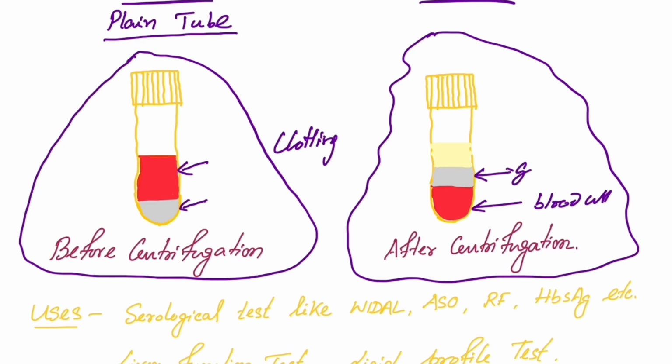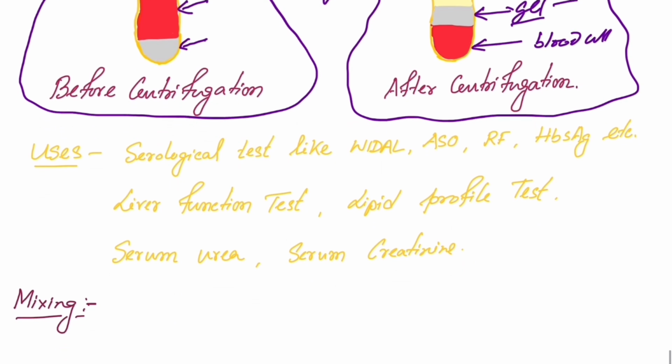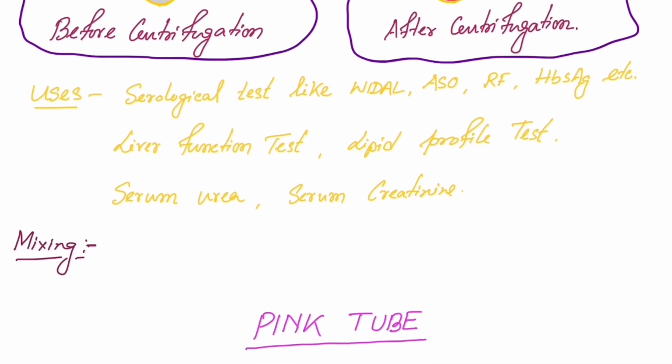The gel will be in between the blood cells and the serum. Because the blood cells have more density, they settle to the bottom, and the gel has a density between the serum and the blood cells, so it is placed in between and acts as a barrier, so the serum won't mix with the blood cells. That is why this tube is known as serum separator tube, and the gel is known as serum separator gel.